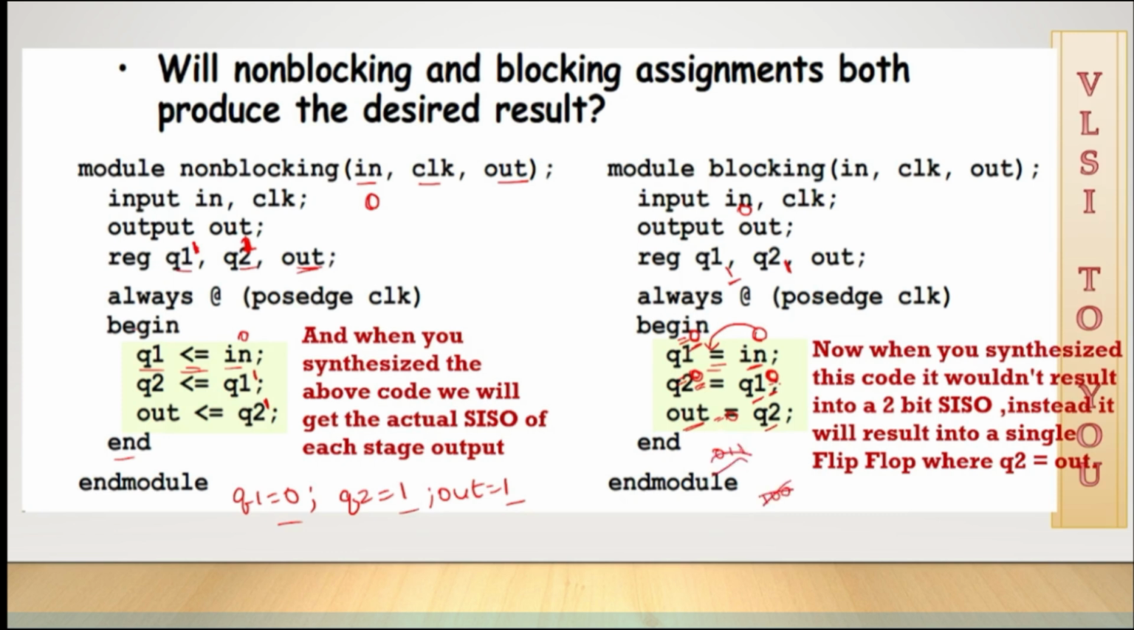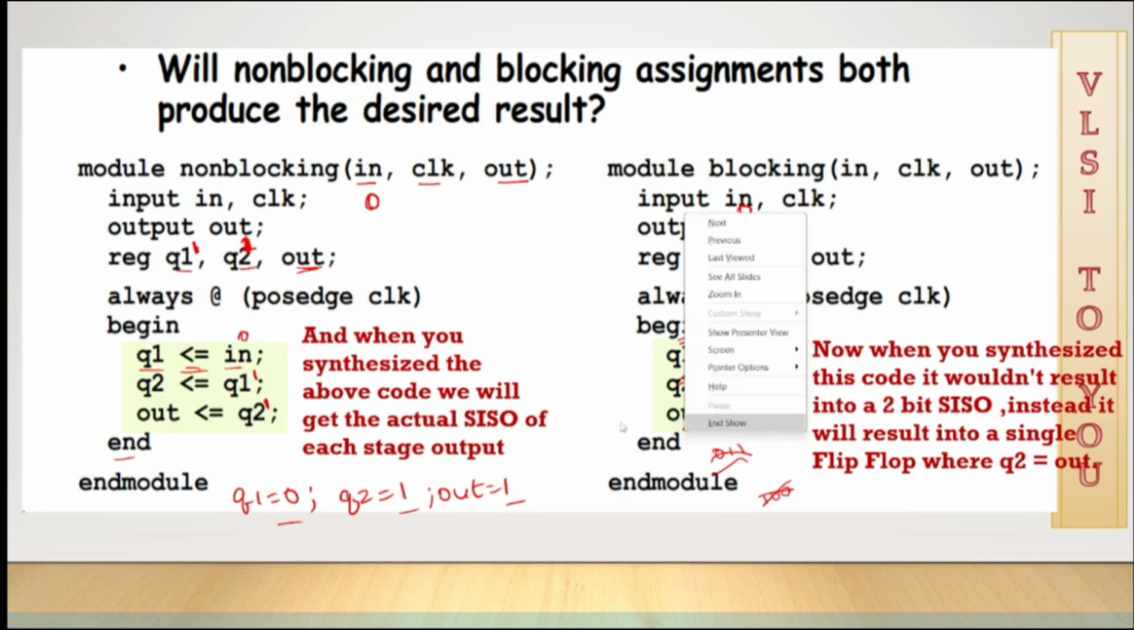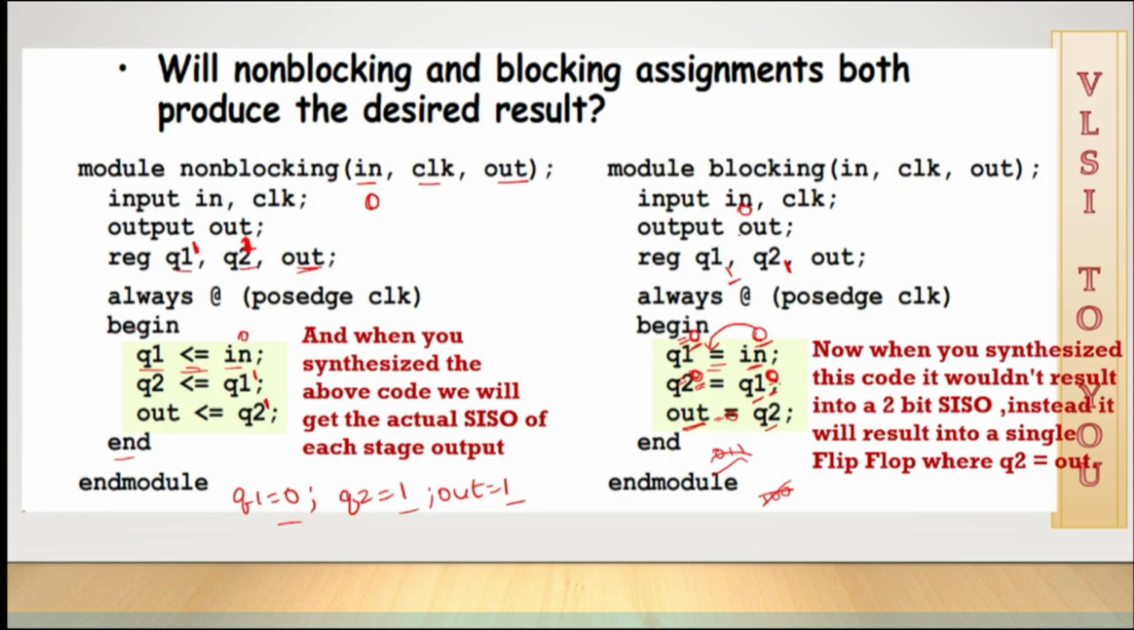Is it correct? No. So finally, what is the output? The input is 0, so the output is 0. Obviously, the two registers you are taking have become useless in the case of blocking assignments, because they are not passing any value. Since it executes sequentially, it erases all the values that you gave and just puts the input value to the output.